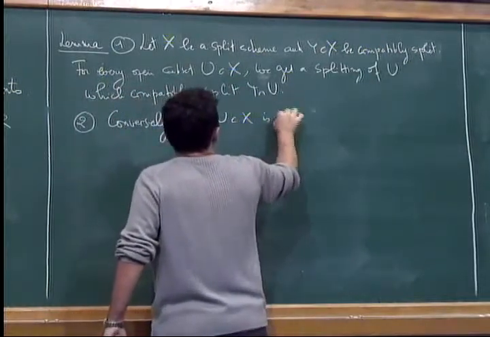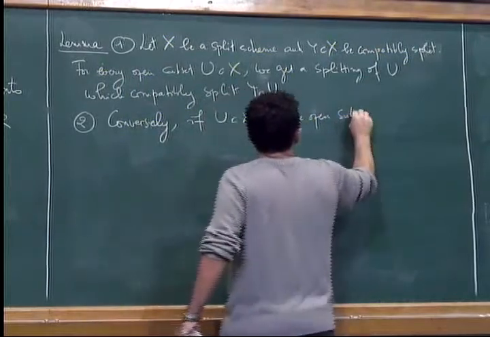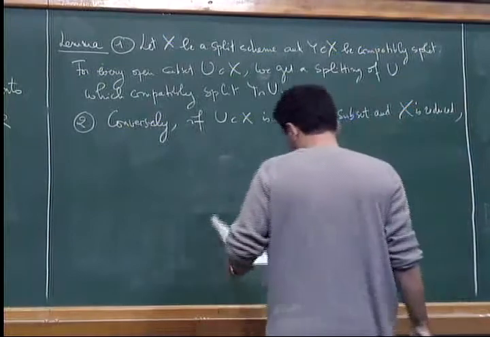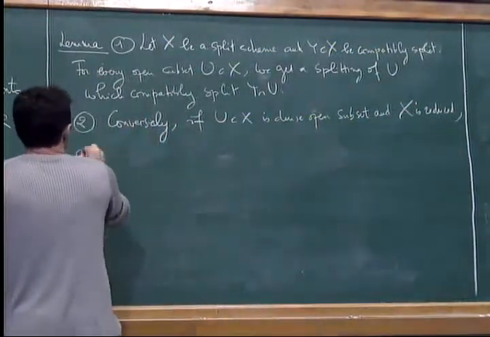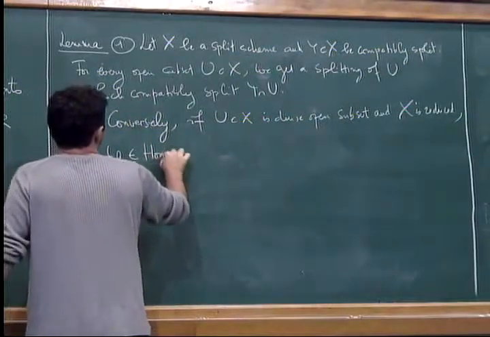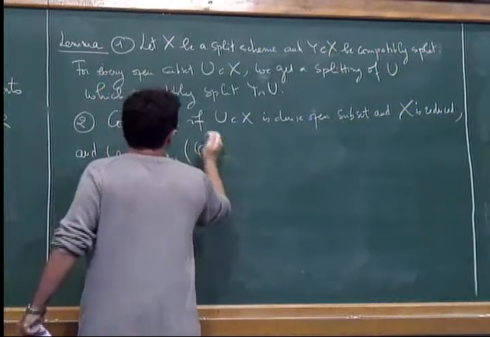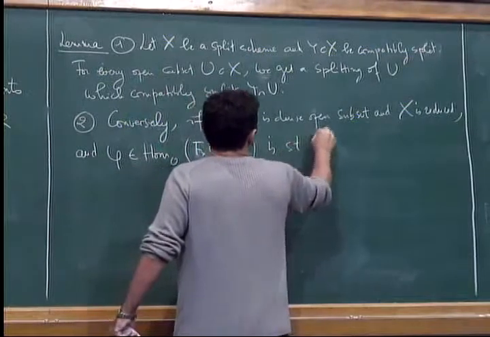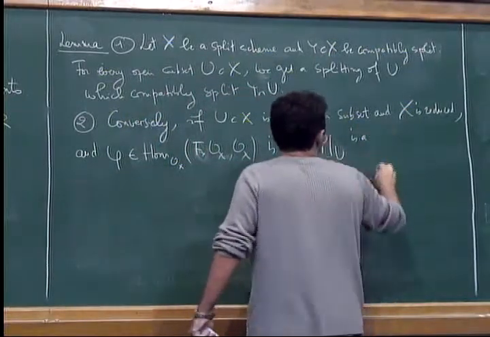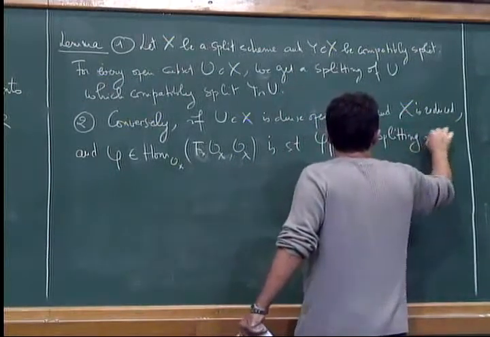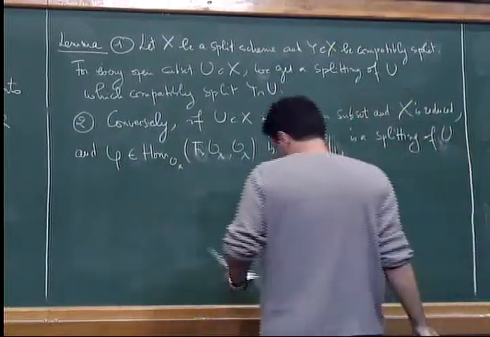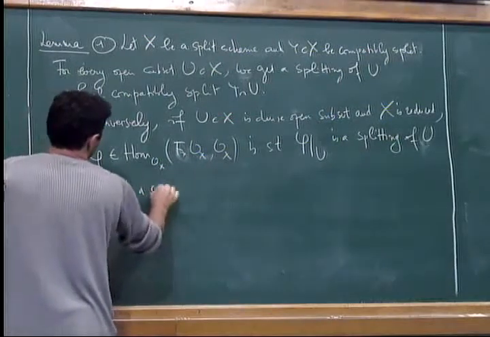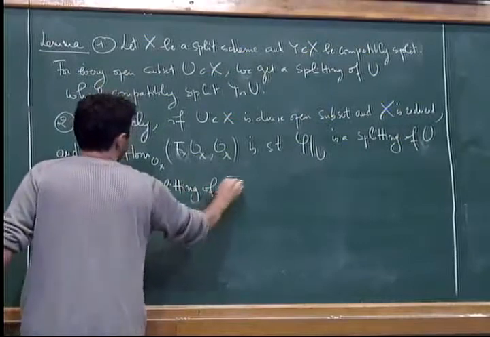So conversely, if U is a dense open subset and X is reduced, and if phi, so we assume that phi is globally defined as a linear map from the push forward of OX to OX, is such that phi restricted to U is a splitting of U, then phi is a splitting of X.